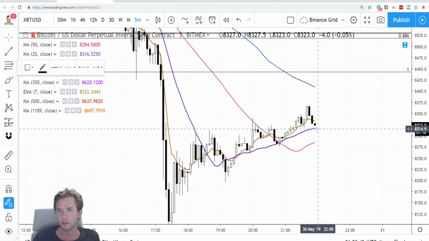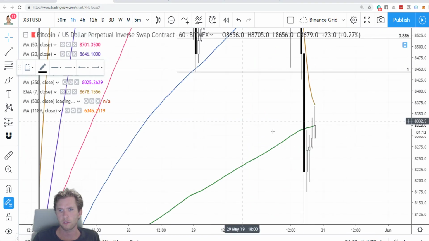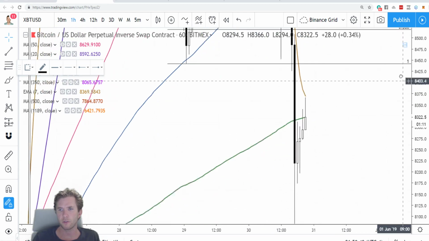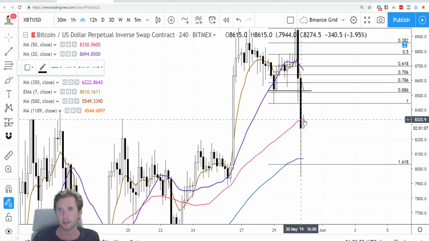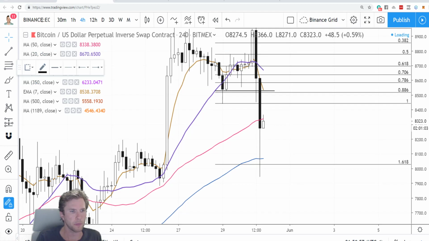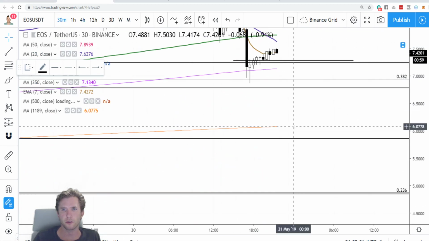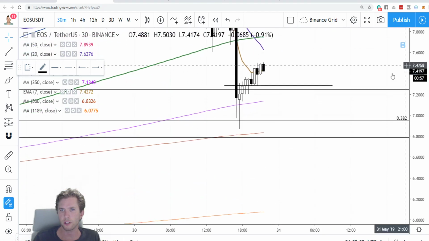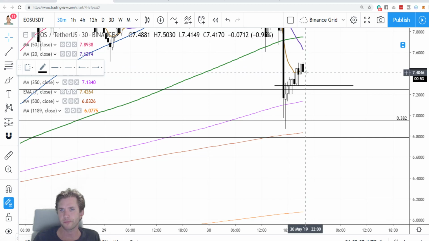83.23. So let's take a look here. So we got rejected at the 200 MA on the hourly. We got rejected at the 50 MA on the 4 hour. So let's look at 742. So EOS USDT is still holding up okay. We did break up to 748.